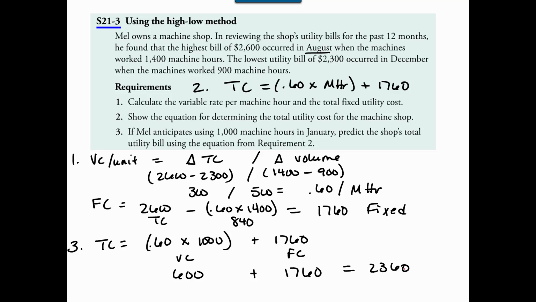The drawback of this one is that, let's say you have 100 data points. You're only using 2 of them. And so statistically, this isn't going to be as accurate. There's more accurate methods that use all of them. But this is really handy for us being able to break out the fixed and variable, which we'll need for the rest of what we do.